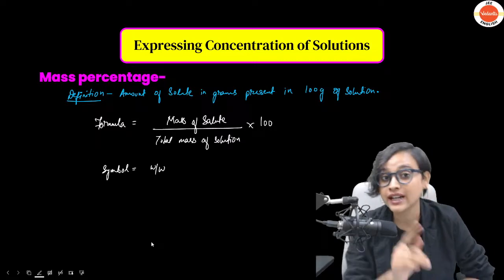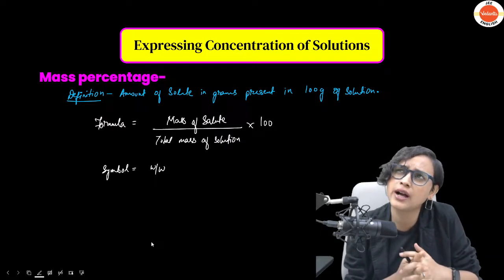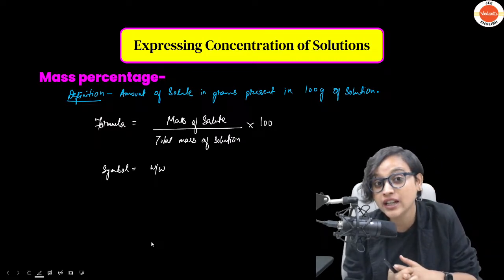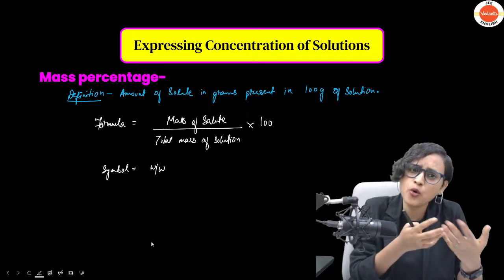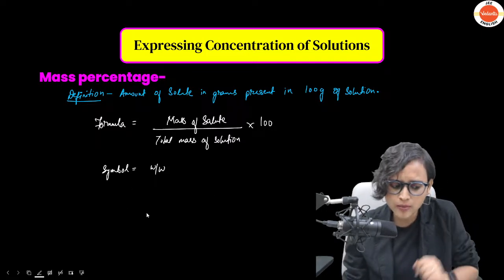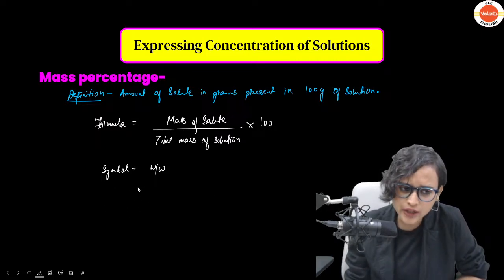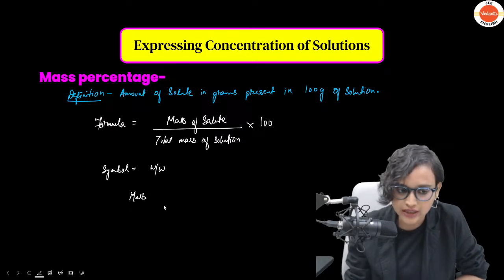Now, do you remember that just some time back we also spoke about binary, ternary, and quaternary kind of solution? So, what if there is more number of solute? What if there are more number of components? What can we do? Well, in that case, let's just say that there is a component called A.